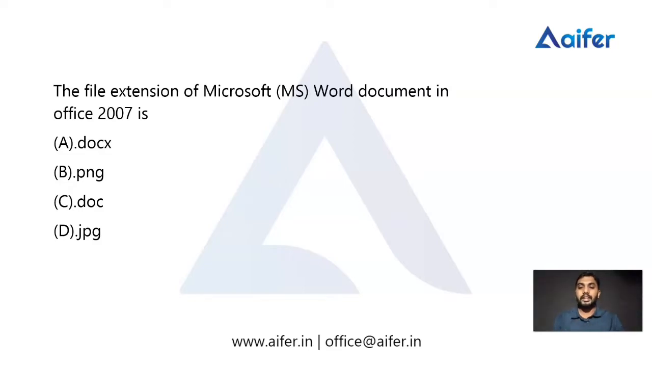The question is related to the file extension. We know about the file extension. Then the file extension of Microsoft Word document in Office 2007 is, and we have given four options. First one .docs, then .png, .doc and .jpg. Out of these four options, which option represents the file extension of the Microsoft Word document in Office 2007?